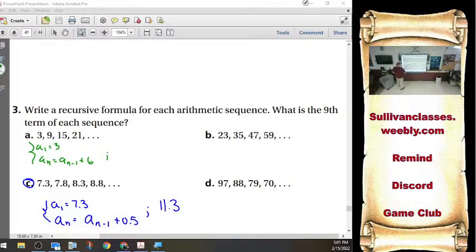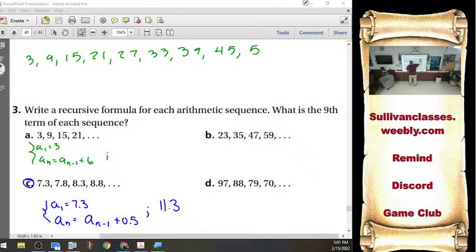Okay, let's write them out. 3, 9, 15, 21, 27, 33, 39, 45, 51, 57. Words are hard. Numbers are even worse. The ninth term, 1, 2, 3, 4, 5, 6, 7, 8, 9.